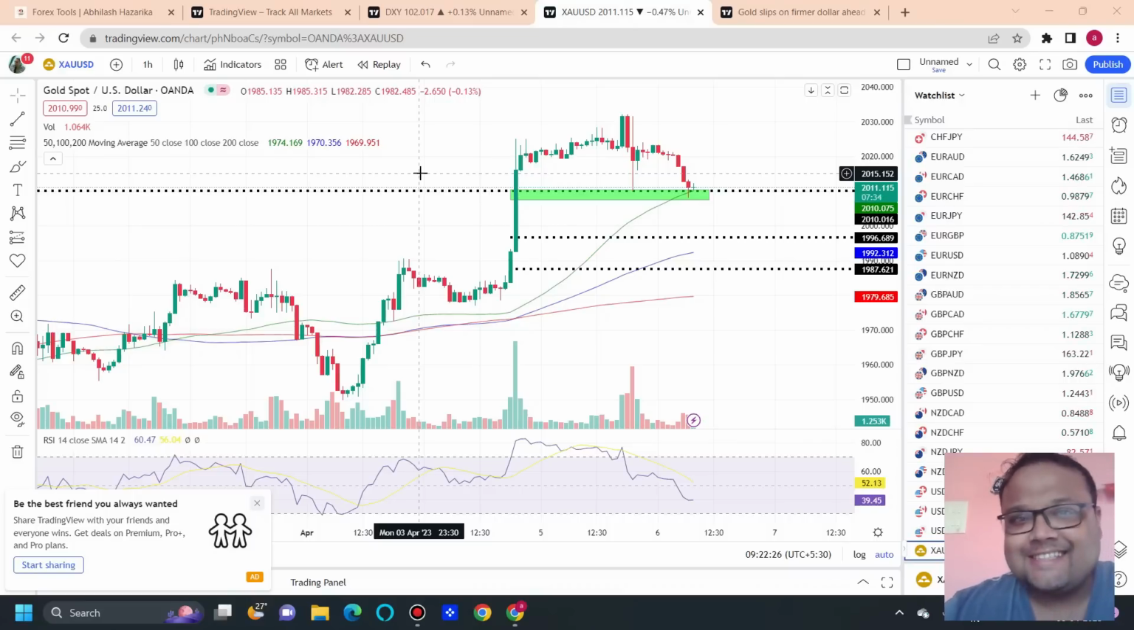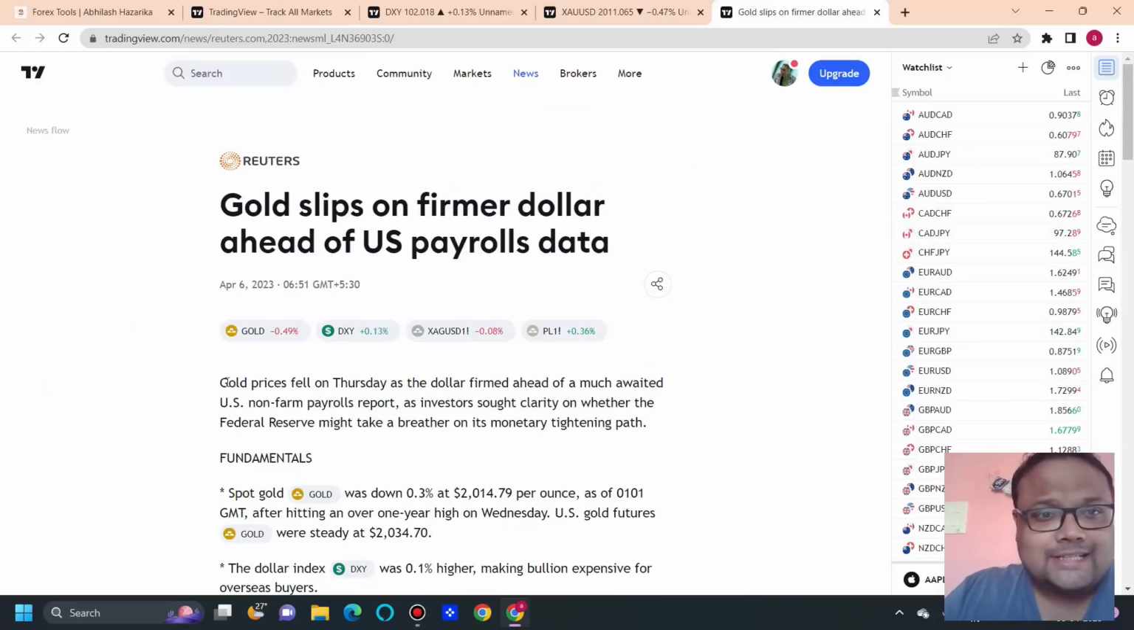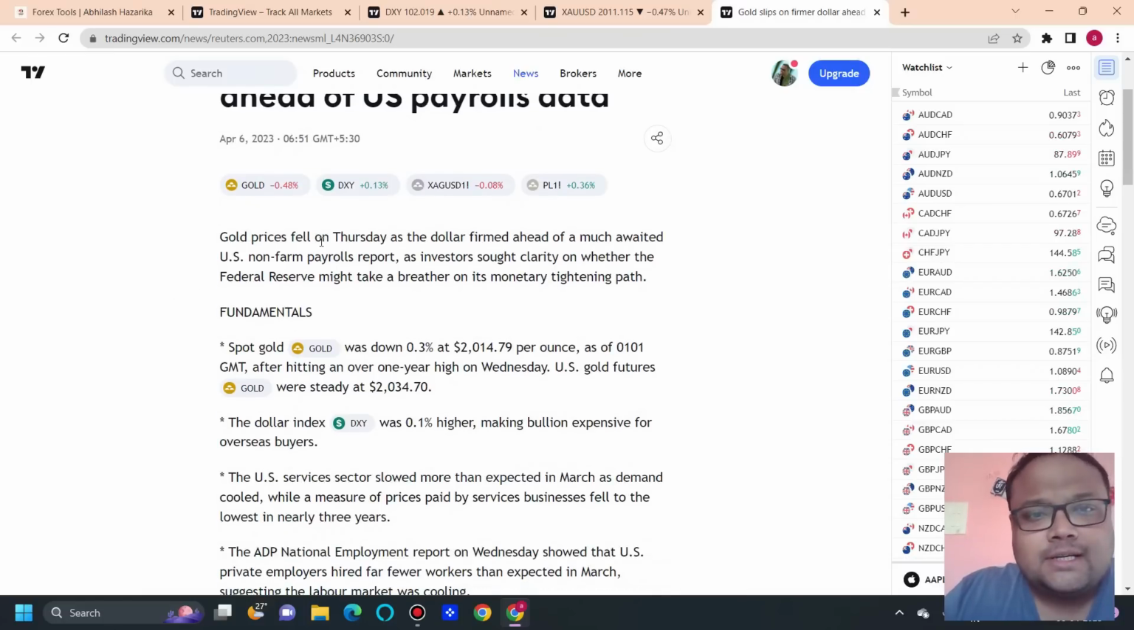So let's get started. My dear friends, this is the 1 hour chart of gold USD in front of us. And as you can see here, gold slips on firmer dollar ahead of US payrolls data. Gold prices fell on Thursday as the dollar firmed ahead of a much awaited US non-farm payrolls report as investors sought clarity on whether the Federal Reserve might take a breather on its monetary tightening path.